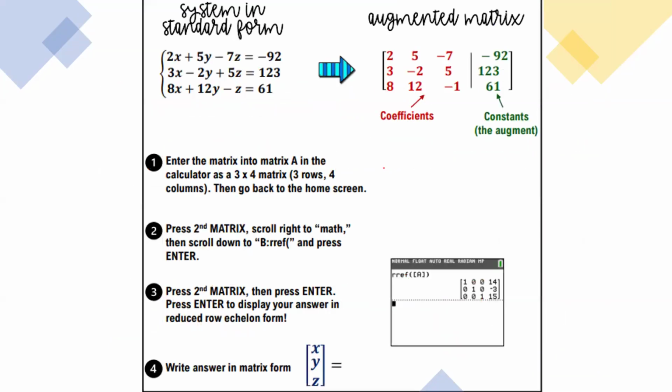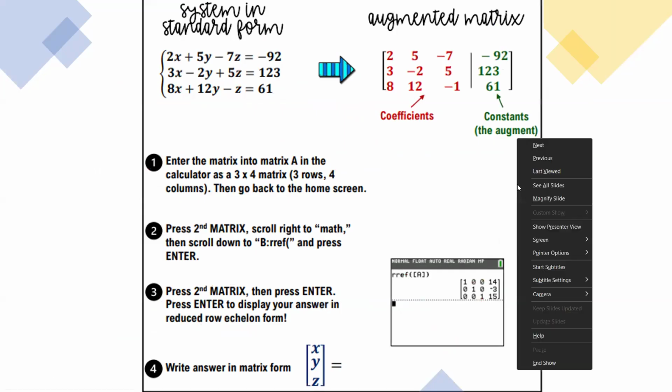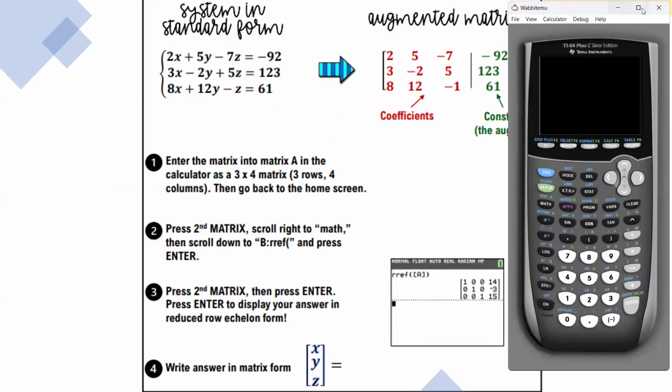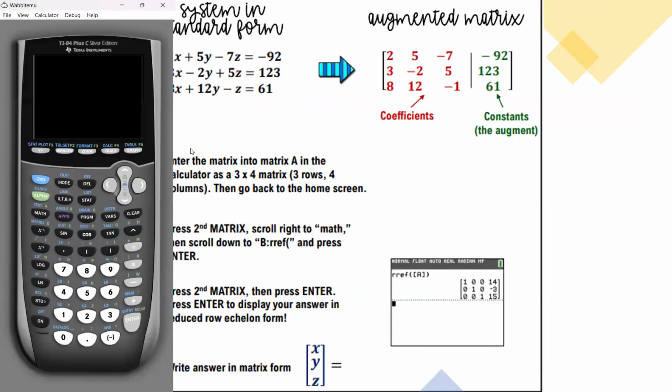So our goal here is to enter the matrix into the matrix A. This time I'm going to model it using the handheld device first, because it's really easy for you to also do it using Desmos. So the first thing I'm going to do is create my matrix. This time my matrix is all of it together. So now I have a 3x4 matrix.